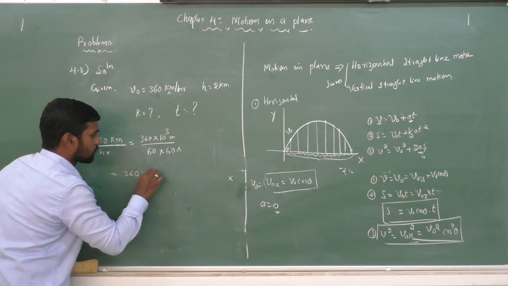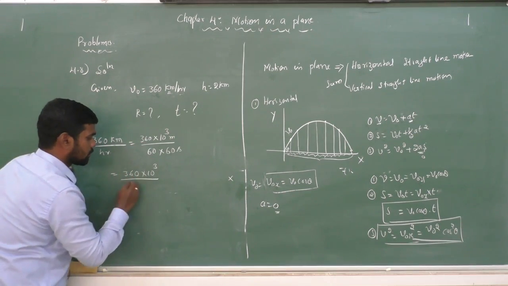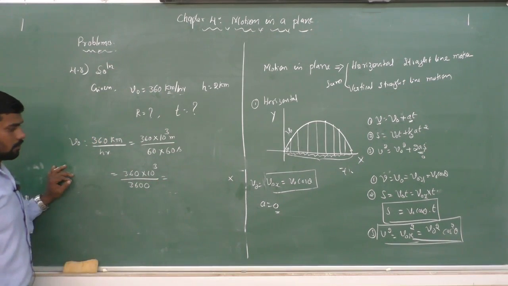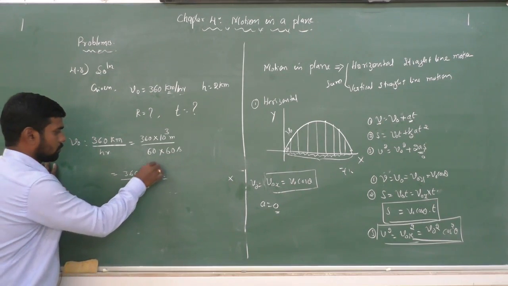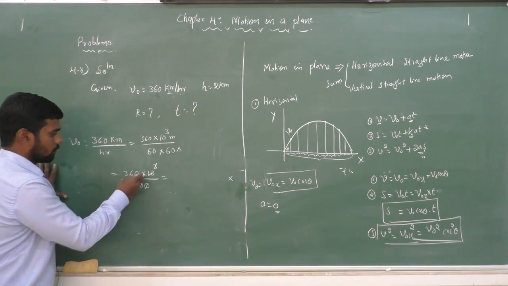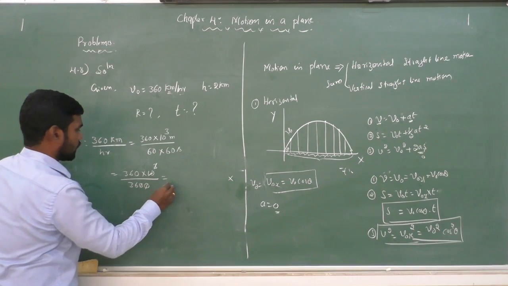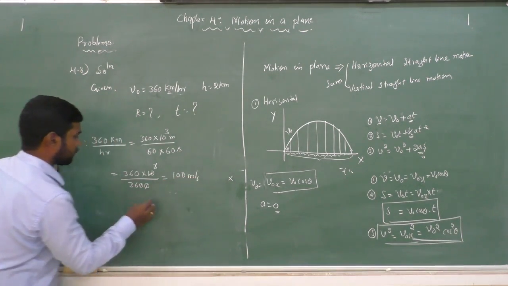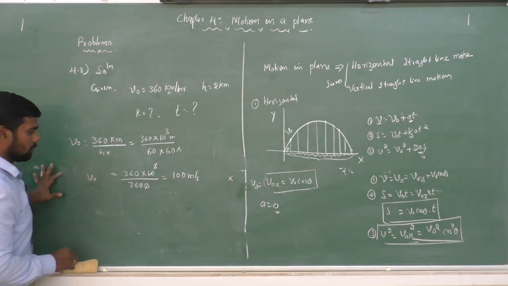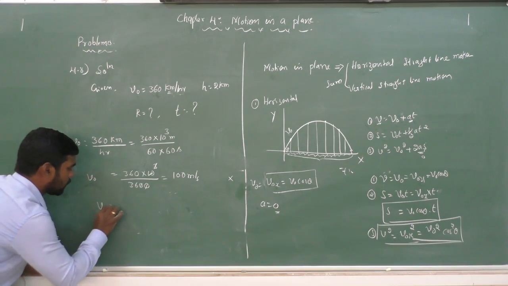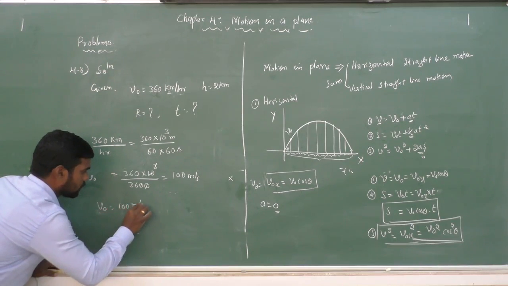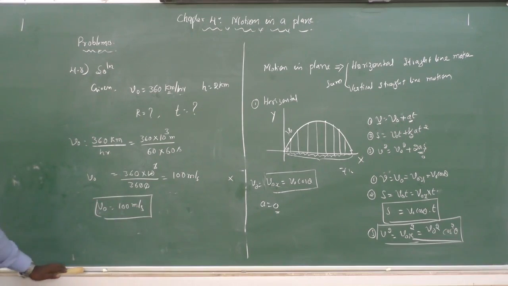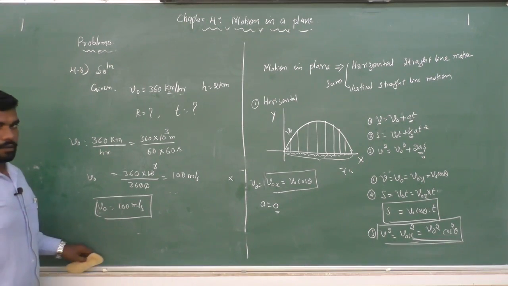Now 360 into 10 raised to 3, divided by 3600. What is the value? So here 36 will be there. That one is V naught. V naught will be 100 meter per second. Okay.